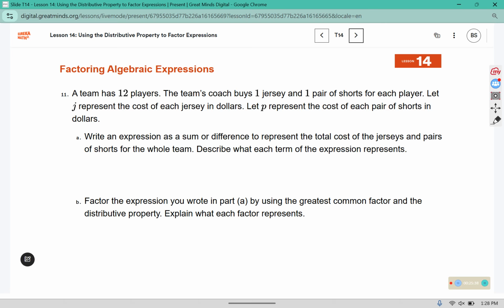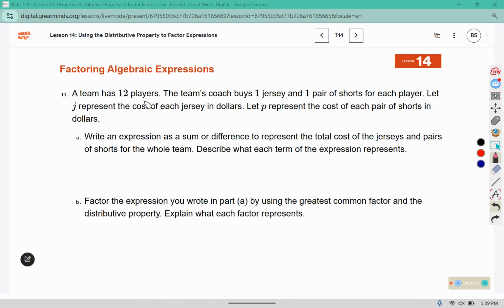A team has 12 players. The team's coach buys 1 jersey and 1 pair of shorts for each player. Let J represent the cost of each jersey in dollars, and P represent the cost of each pair of shorts in dollars. Write an expression as a sum or difference to represent the total cost of the jerseys and pairs of shorts for the whole team. Describe what each term of the expression represents.